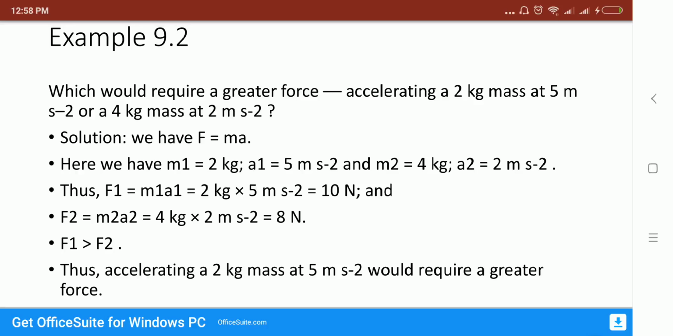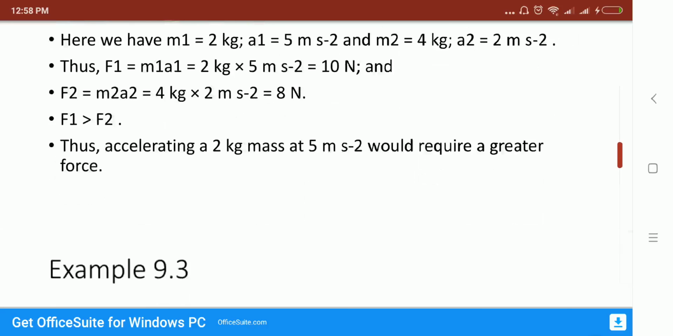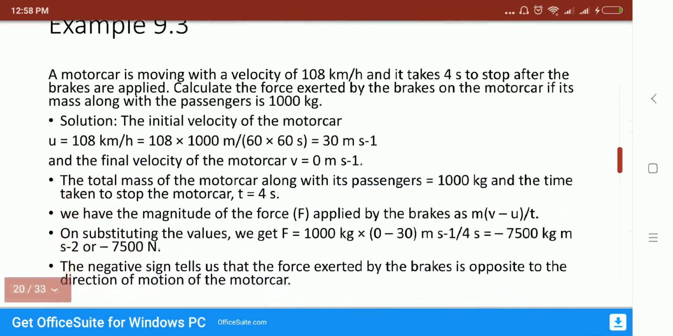So we can say that to accelerate a 2 kilogram mass at 5 meter per second square, it requires a greater force. It means even though the mass is less, it requires more acceleration. So for that, greater external force is required. One more example.